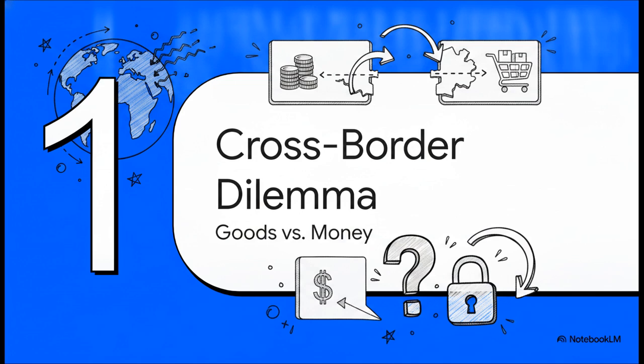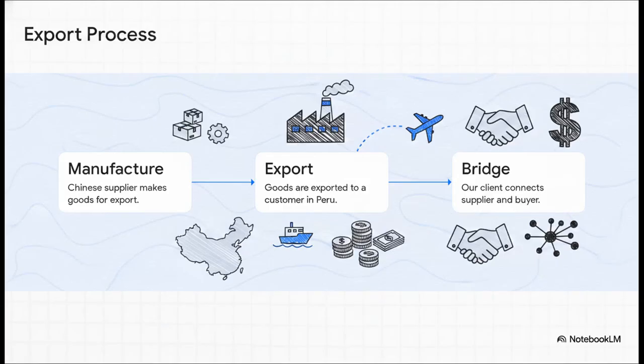Moving goods versus moving money. So the actual supply chain logistics here are pretty straightforward. We have a Chinese supplier who manufactures some goods, and those goods then need to be exported to a buyer all the way over in Peru. Sitting right there in the middle is our anonymous client, acting as this crucial bridge connecting the two parties. But remember what we said earlier, the physical movement of those goods is really only half the story.